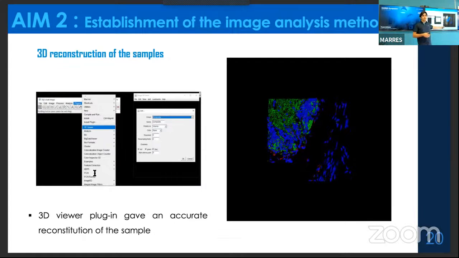Here on the right of the screen, you should have seen the sample in 3D, but as it is just an image, you see it in front. Maybe we will be able to show it after. I don't know. So it gave an accurate reconstruction of the samples.